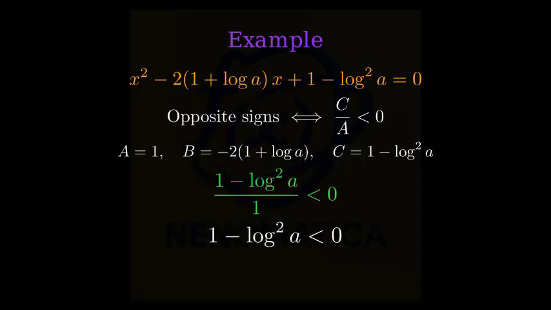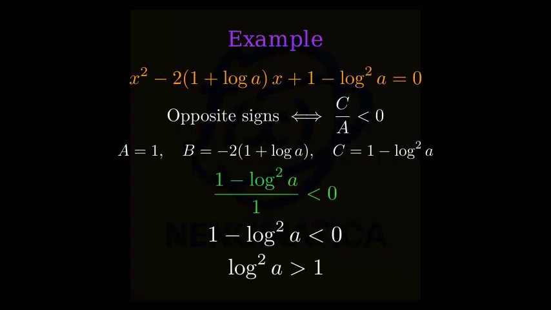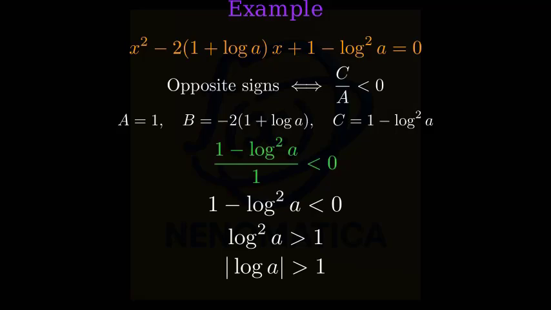Step 2. Dividing by 1 changes nothing, so we get 1 minus log squared of a is less than 0. Step 3. Move the term to the other side. This gives log squared of a greater than 1. Step 4. Take square roots of both sides, and remember that the square root of a square is the absolute value. So the absolute value of log base 10 of a is greater than 1.